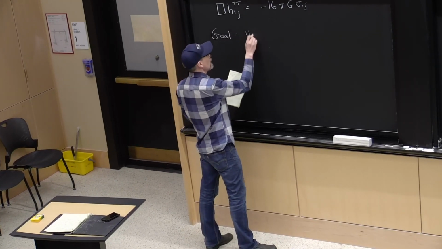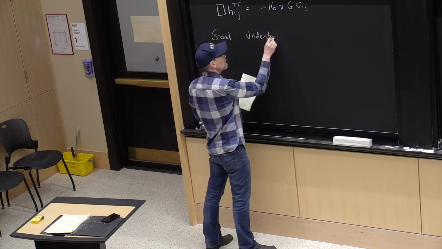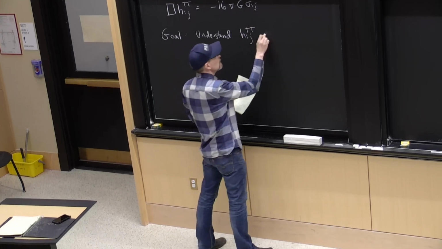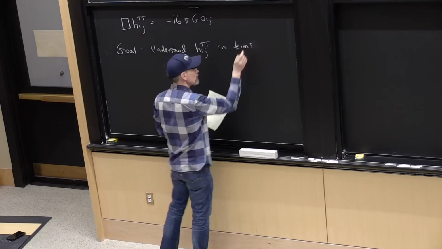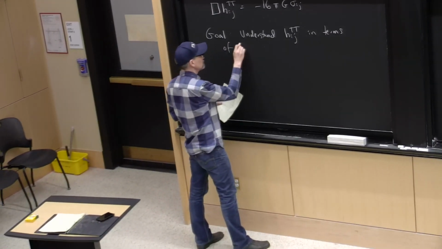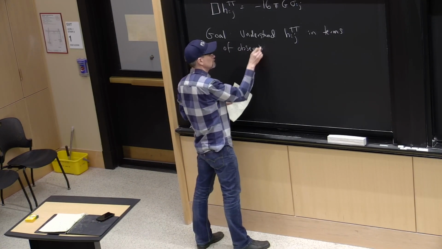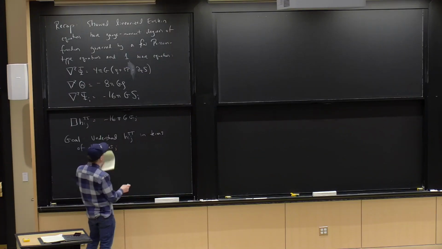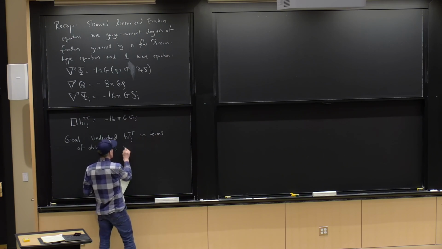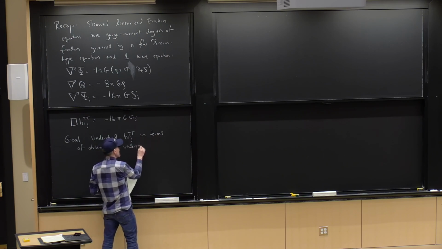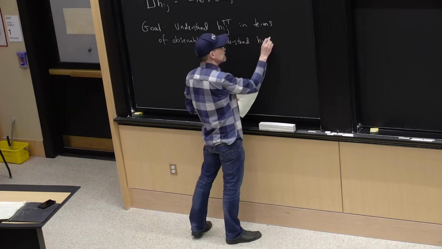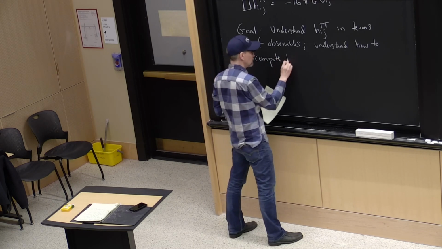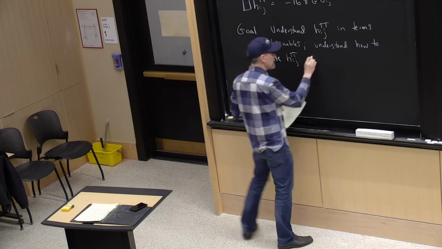is to understand Hij in terms of quantities that we can observe, and also to understand how to compute this field, this Hij, given a source.